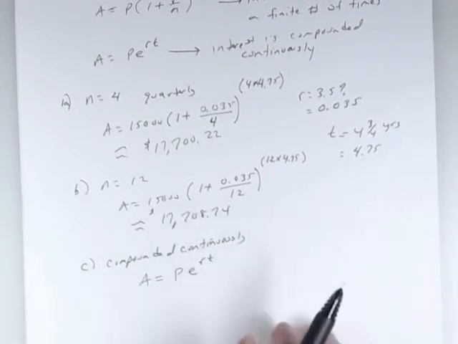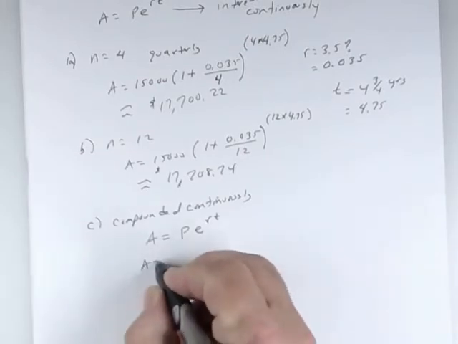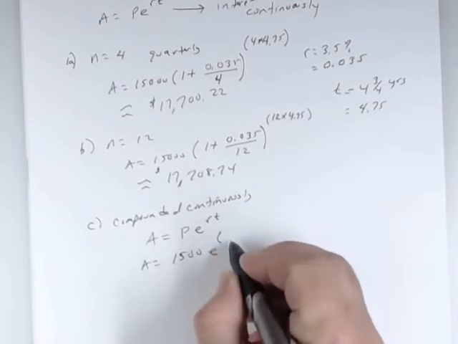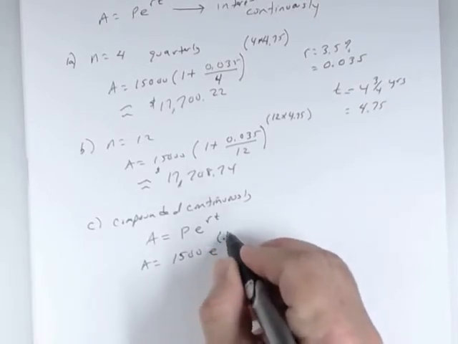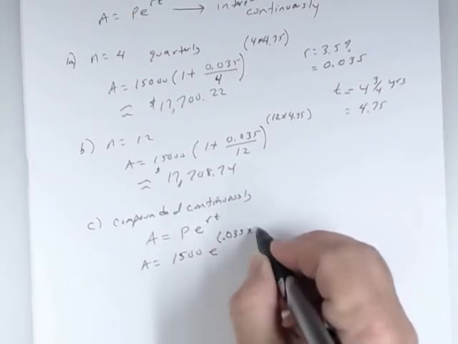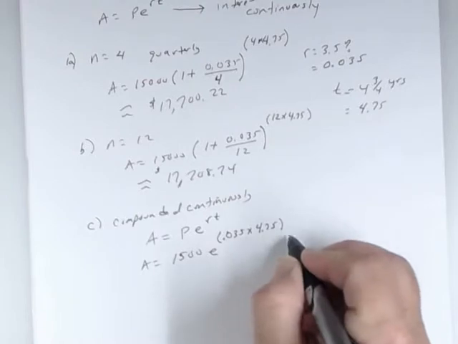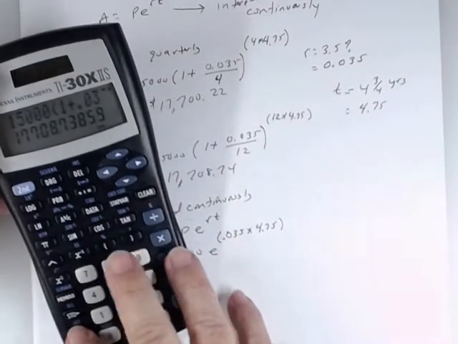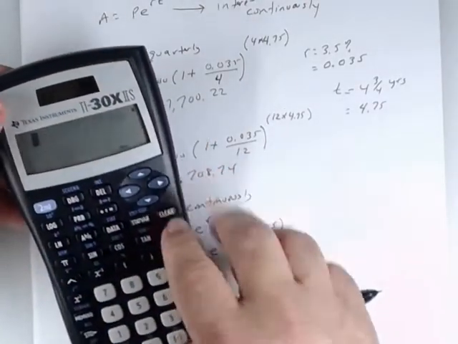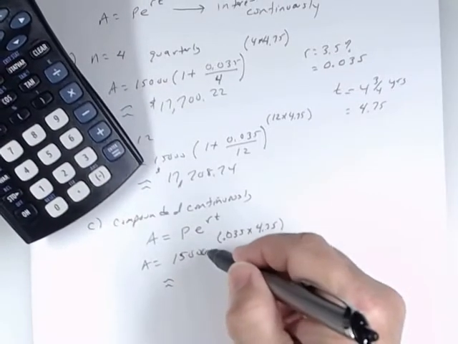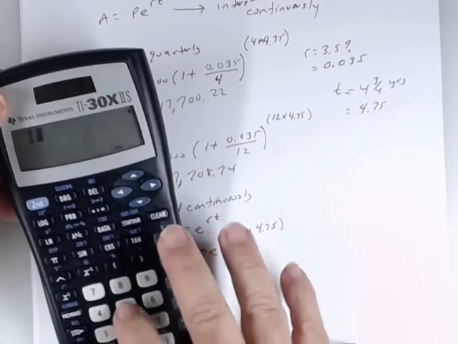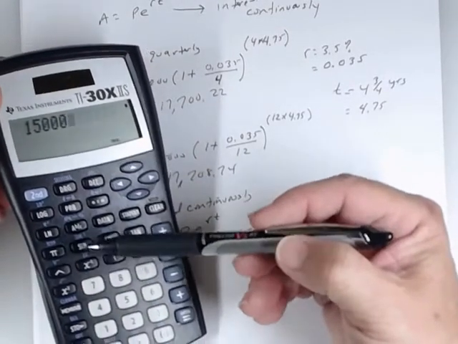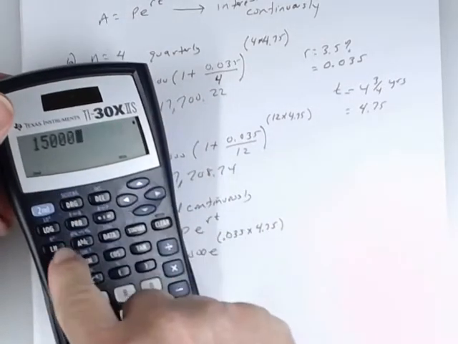And so all you do is just plug in what you know. So A equals P. What's P? Times e in parentheses. What's r? 0.035 times t, which is 4.75. All right, and then you put it in your calculator. So here's how you're going to do this. You're going to say 15,000. Now I've got to get the function e. So how do I get to the e? Second, and then that ln button, right?